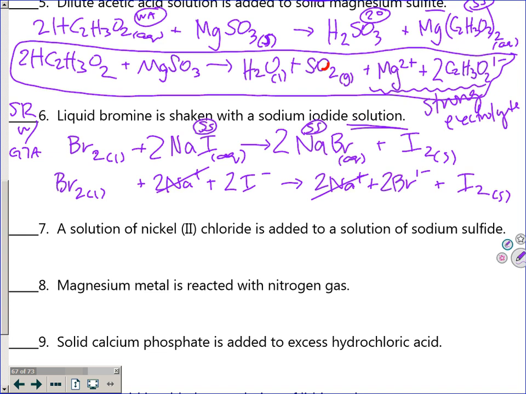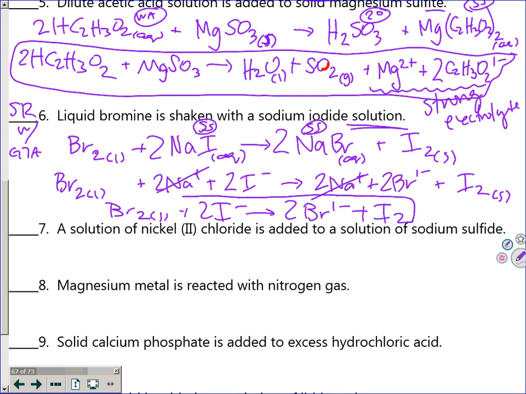You will say, oh yeah, bromine and bromine, but they're not exactly the same. Just like on that very first one we did, the aluminum and aluminum ion weren't exactly the same. So Br2 plus 2 I minuses yields 2 Br minuses plus I2. Okay? And that's our net ionic equation from a single replacement standpoint with halogens.